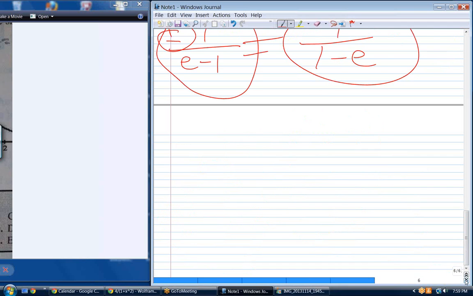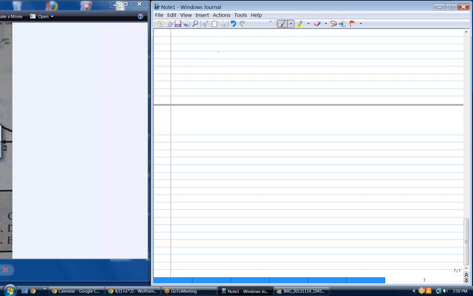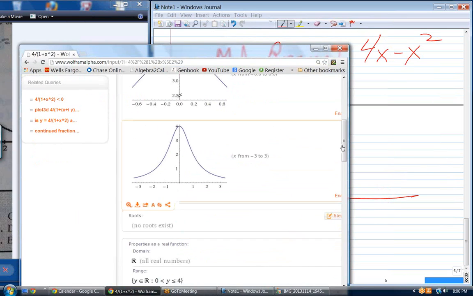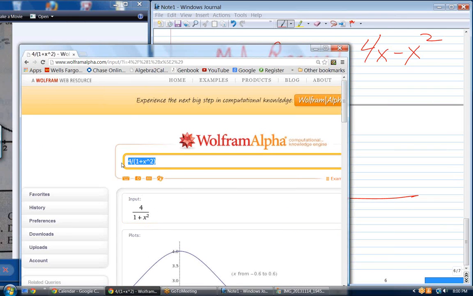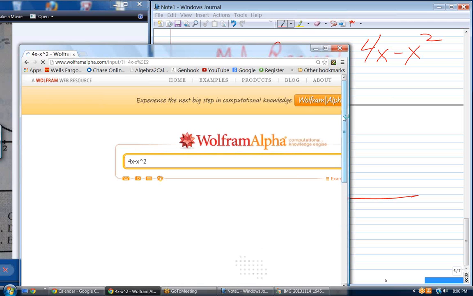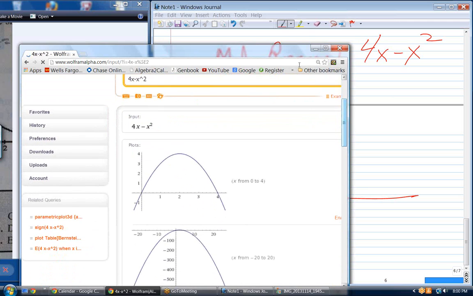All right. So for the next one. If a mid-Riemann sum with 4 rectangles of equal width is used to approximate the area enclosed between the x-axis and the graph of y equals 4x minus x squared, the approximation is what? Use mid. 4x minus x squared looks like this. It's a parabola right there.